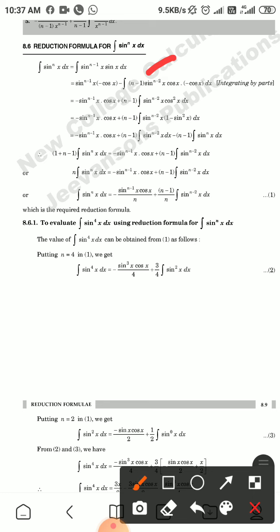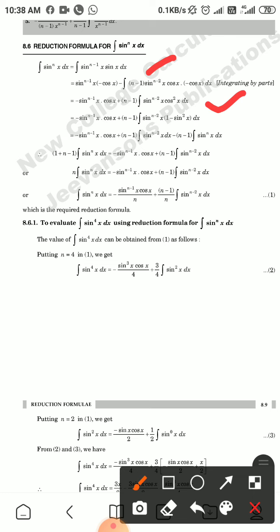And now integrating by parts, assuming sine raised to power n minus 1 x as first function, and integral of second, that is integration of sine x, is minus cos x, minus integration of derivative of first, n minus 1 sine raised to power n minus 2 x, and derivative of sine is cos x, into integral of second as minus cos x dx. First term becomes minus sine raised to power n minus 1 x into cos x, and in the second term, taking the constant term outside the integral, plus n minus 1 integral of sine raised to power n minus 2 x cos square x dx.